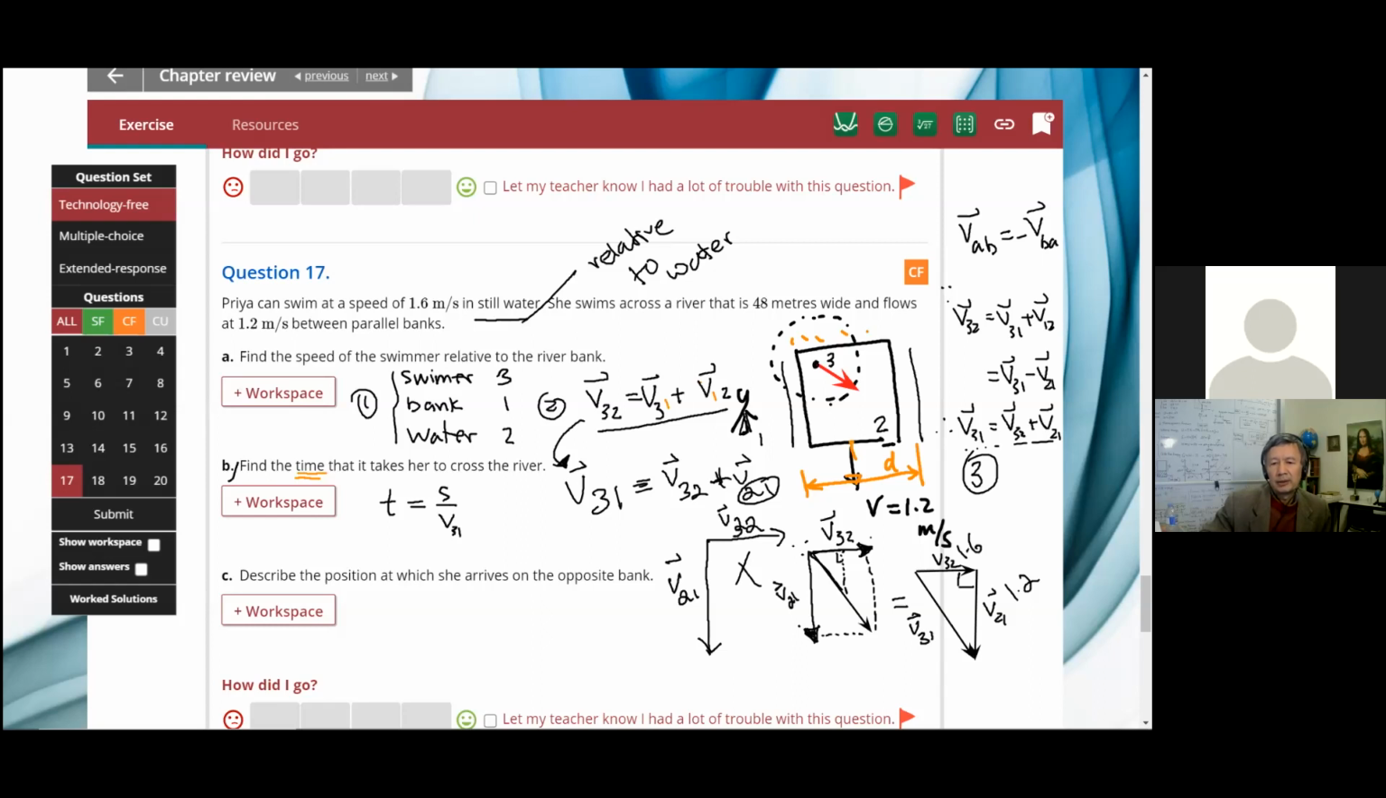Do you want to try? You want to stop here? Oh, we can keep going with this. So first of all, we could figure out V31, it's equal to 1.6 squared.